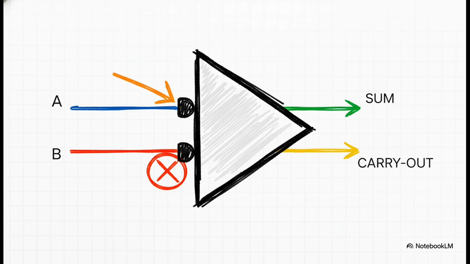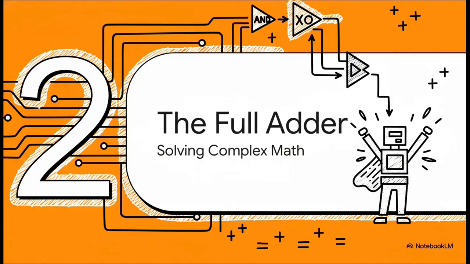For anything more complex, it's basically a dead end. So how do computers solve this problem? Well, this is where the hero of our story steps in, the full adder. It's a circuit that was specifically designed to overcome this exact limitation and make all kinds of complex math possible.